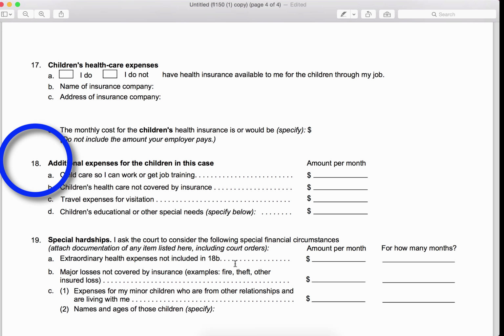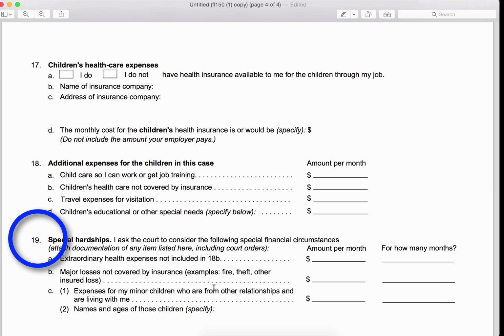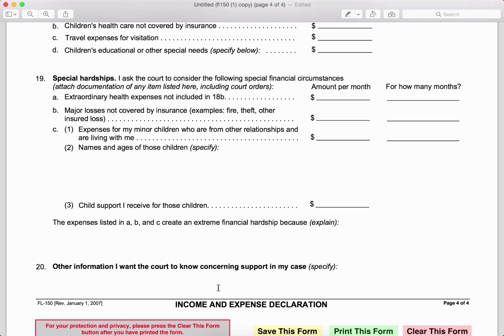Item 18 is a place to put down other expenses relating to the children. Fill in any items that apply to you or leave them blank if they do not. Item 19 is where you tell the court about special hardship you face. Fill in the correct lines for your hardship and explain why these expenses are creating a financial hardship for you. Attach any documentation you have that supports your hardship claim.